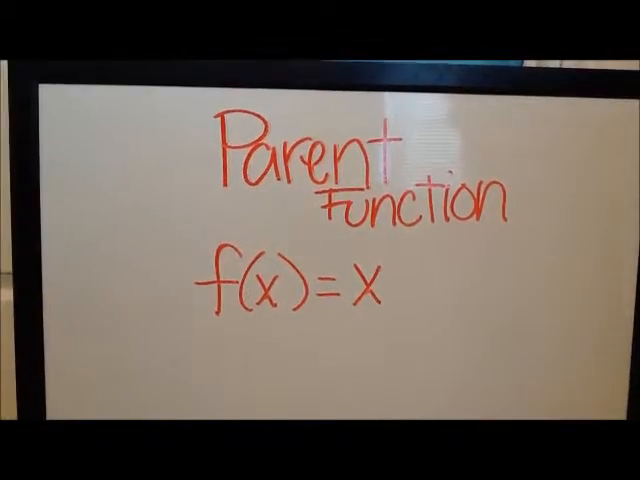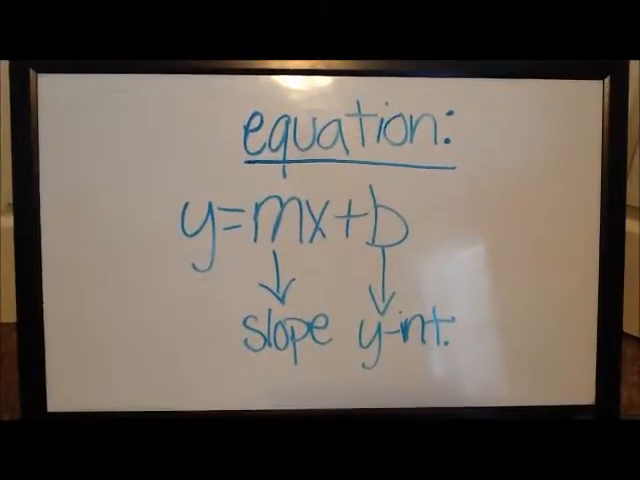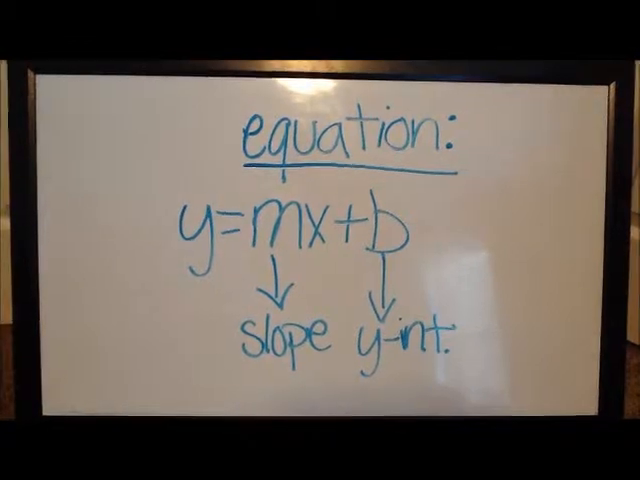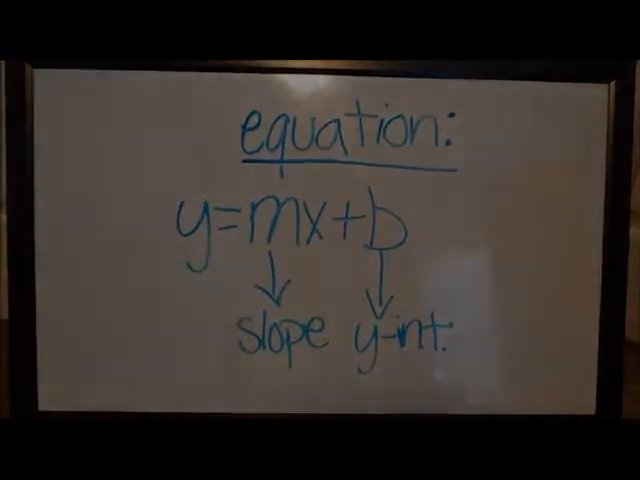This line always goes through the origin. The equation for a linear function is in the form y equals mx plus b. M is the slope and b is the y-intercept.